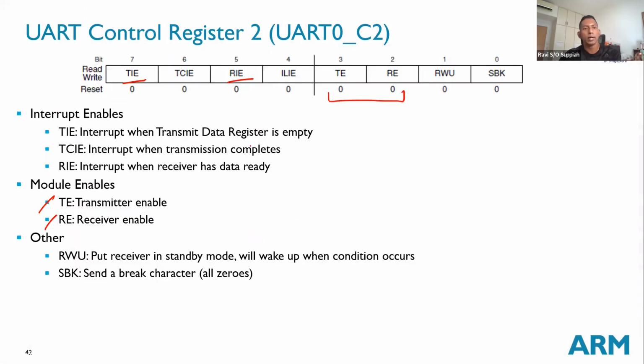To enable the transmit and receive module, you go to the UART0 C2 register. You have two bits here: transmit enable and receive enable. These 2 bits will be able to enable either the transmitter or receiver or both. If I want interrupts, then I set the TIE and RIE, transmit interrupt enable and receive interrupt enable. So these are the 4 bits that you want to either enable or disable depending on what you want to do.